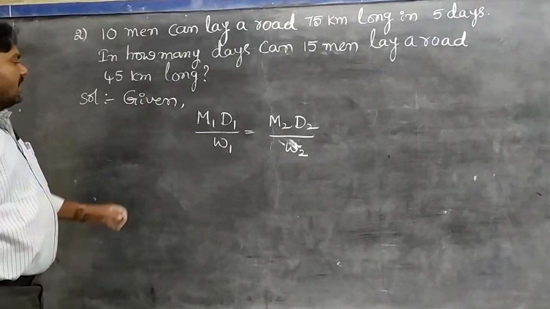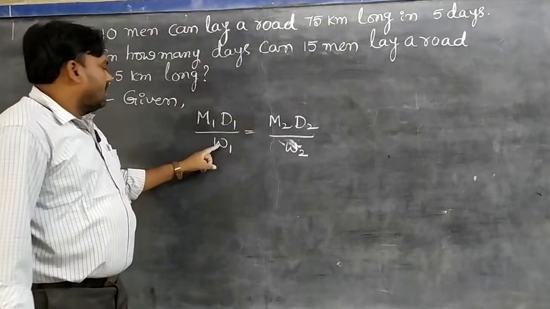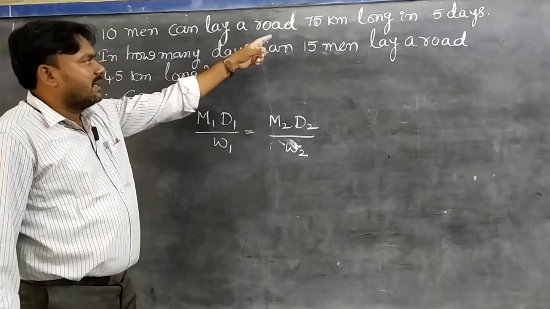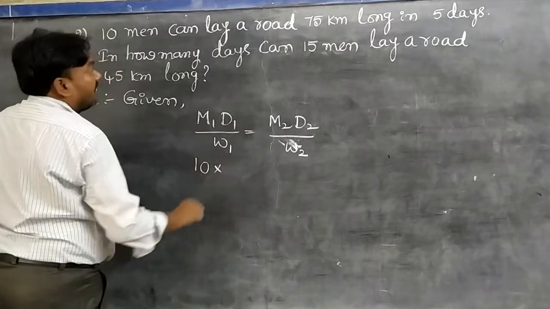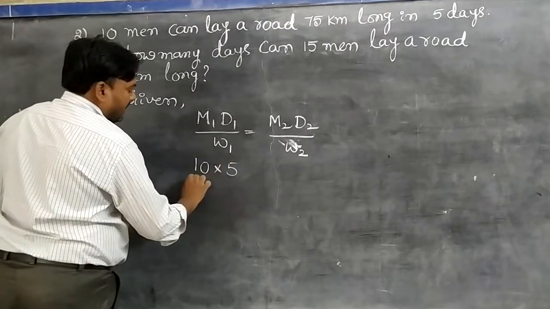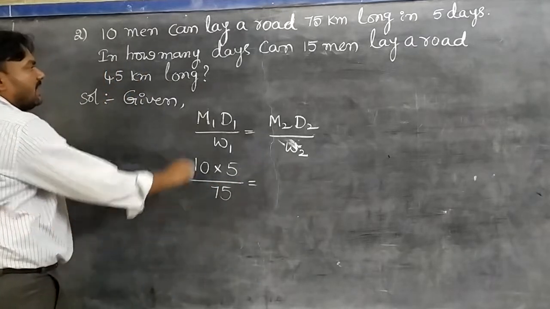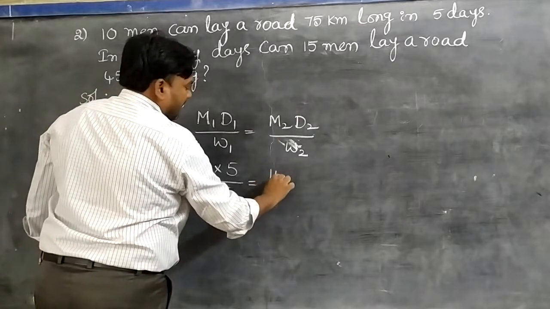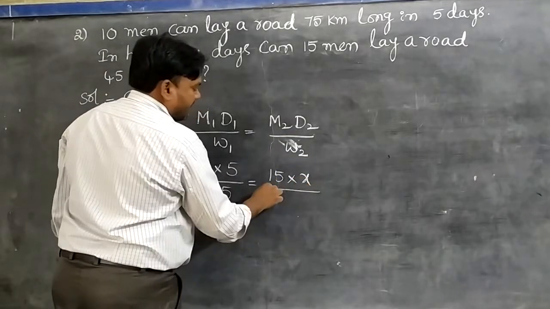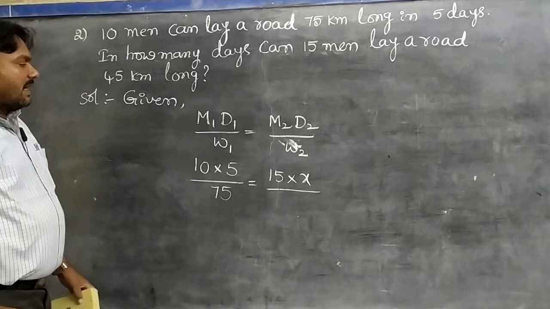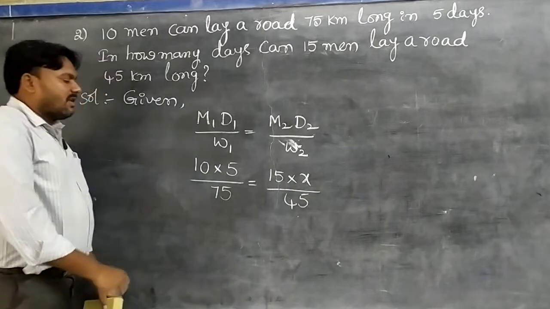Right. Observe here. How many men? M1 value 10. Next days 5 days. W1 means we have taken the length of a road, that is 75 kilometers. Right. So here 10 into D1 value nothing but 5 by 75 kilometers equal to M2. How many days? Okay. M2 value 15 men. M means men. Next 45 kilometers. Days we find X by, so D2 value X, next W2 means 45 kilometers. Okay students, this is the way of approachment.